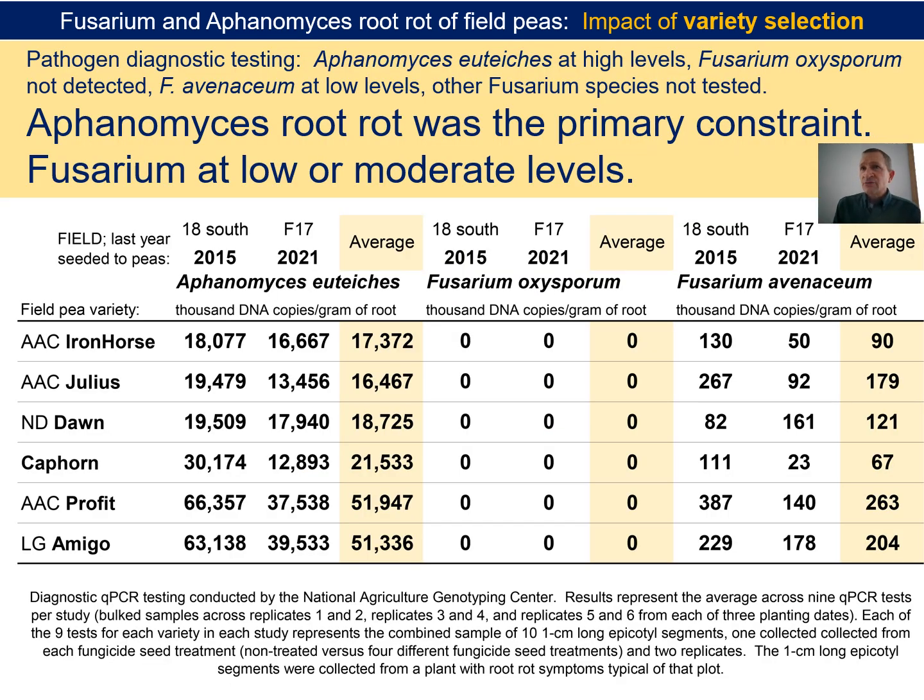So let's look at that in greater detail. What were they tolerant to? Here are results from DNA-based diagnostic testing conducted on diseased roots in those fields. And what you'll see immediately is that we detected very high levels of Aphanomyces and only low to moderate levels of Fusarium avenaceum in these roots. We did not detect Fusarium oxysporum at all. What this would suggest is that these fields had severe levels of Aphanomyces root rot, low to moderate levels of Fusarium root rot, and negligible levels of Fusarium oxysporum wilt.